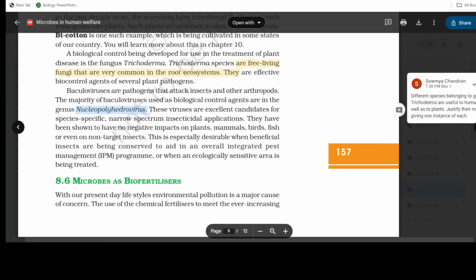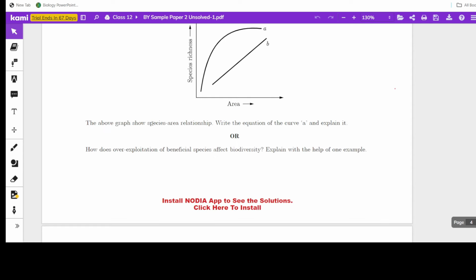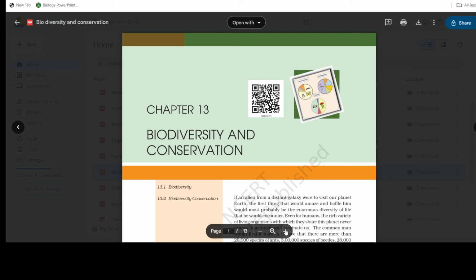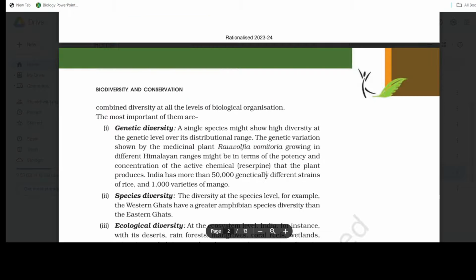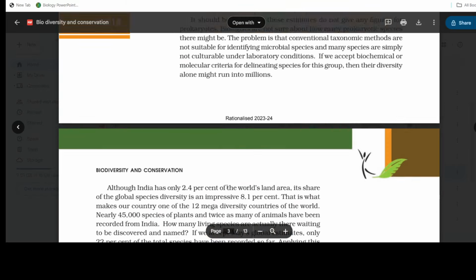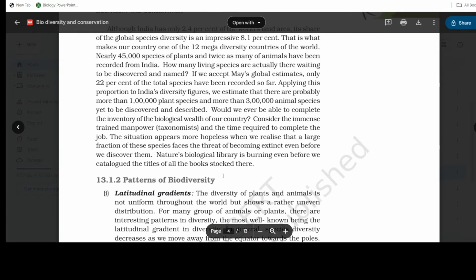Now on to the next question. The above graph shows species area relationship. Write the equation of the curve A and explain it. So let's check the chapter. The chapter Biodiversity and Conservation. You have the same graph there in that chapter, Biodiversity and Conservation. Let's check that graph. Species area relationship. Let's see under which topic it comes.